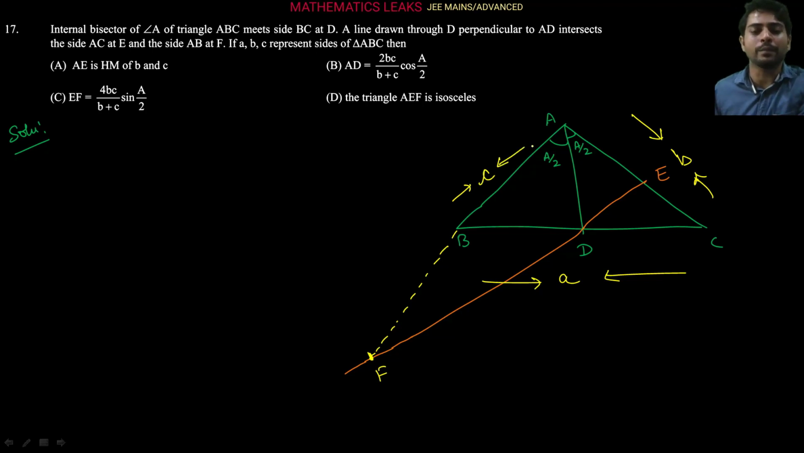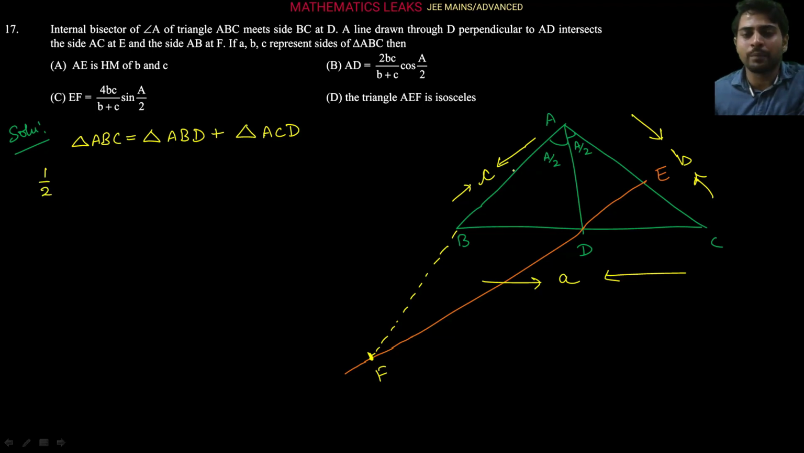So from here you can see, let's calculate the area of triangle ABC. The area of triangle ABC will be equal to the area of triangle ABD plus the area of triangle ACD, right? The area of triangle ABC can be written as half of the product of sides B and C and the sine of the angle between them. The angle between them is A, so this is sine of A.